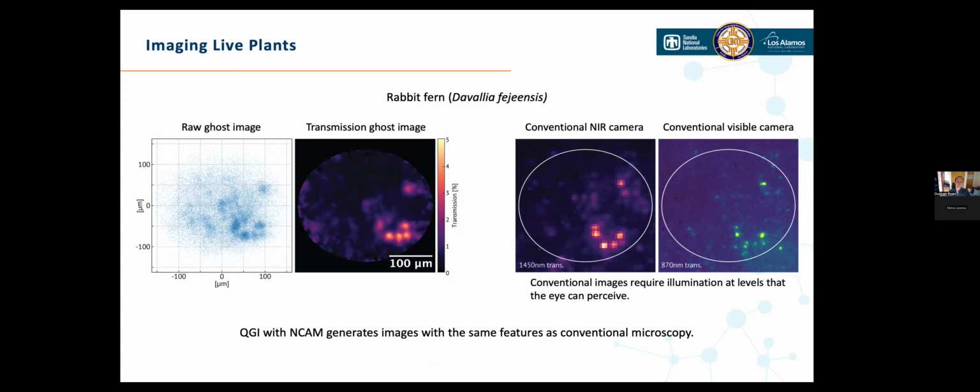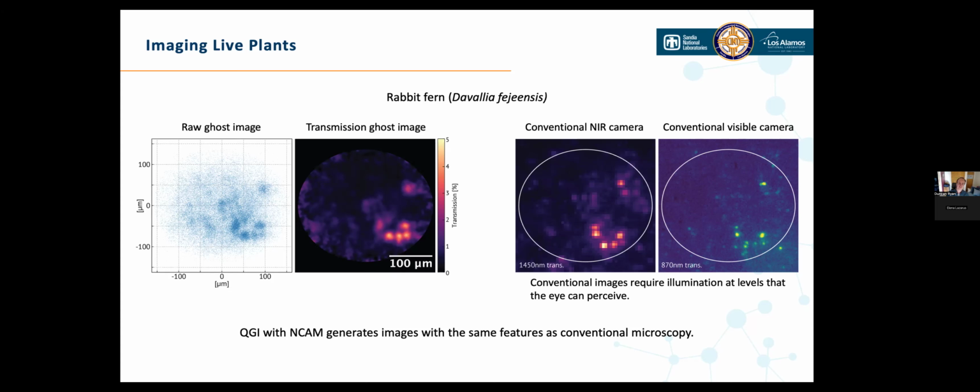So the raw ghost image is actually individual photons that strike in different locations. You have to convert that essentially to a transmission ghost image by taking a background. But what's interesting about these detectors is they're actually not pixelated. So you don't have individual pixels, unlike conventional microscopes or conventional cameras that do. So to make our ghost image look more like a conventional image, we actually bin them and turn them into these conventional microscopy images. That's where we get the transmission images.